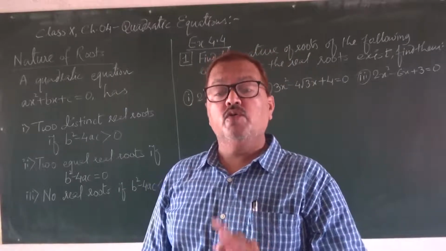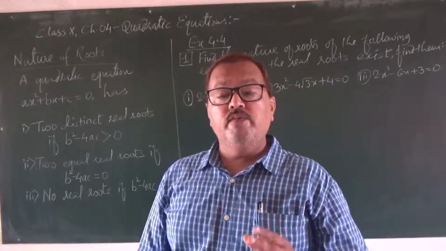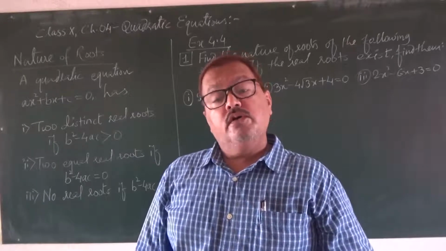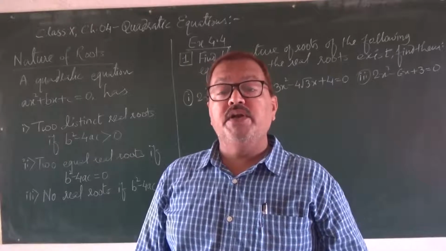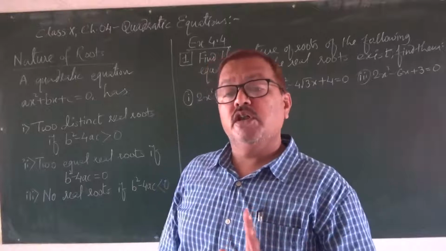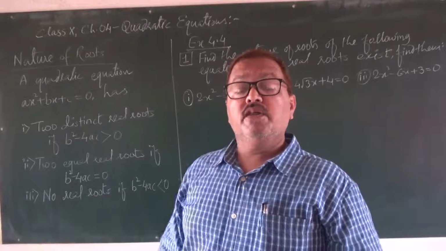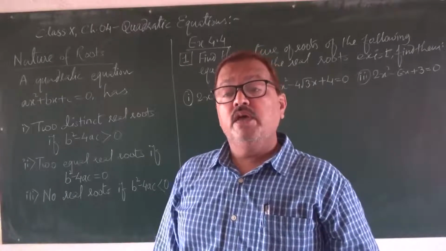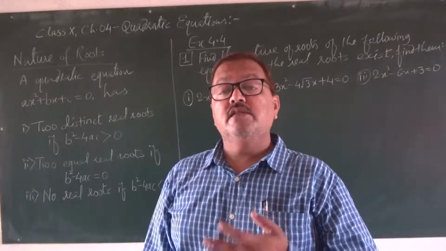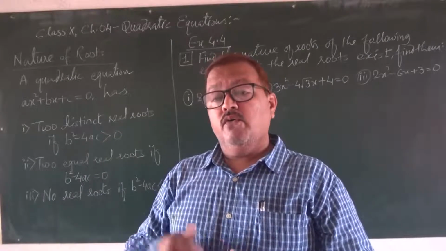Distinct means two different roots will be found, two different values of x, or whatever variable is in the equation. If b square minus 4ac is equal to 0, then the roots are real and repeated. Same value: if x comes 5, then the other value will also be 5. Repeated roots, equal roots. You can also use the word repeated. Third, if b square minus 4ac is less than 0, that is negative, then there are no real roots. Roots do not exist. This is the nature of roots of a quadratic equation.